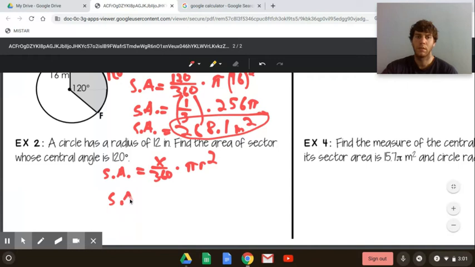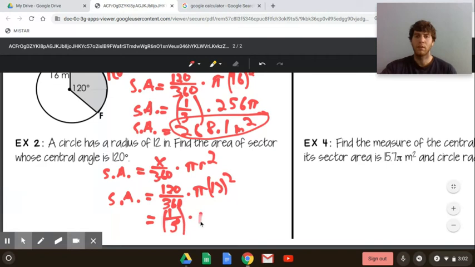Okay, so they tell us our central angle is 120. So that means the measure of our arc is also 120. So 120 over 360 times pi r squared. They're telling us the radius is 12. So we're looking at 120 out of 360. That's 1/3. Right, we don't want the area of the whole circle. We want the area of 1/3 of it.